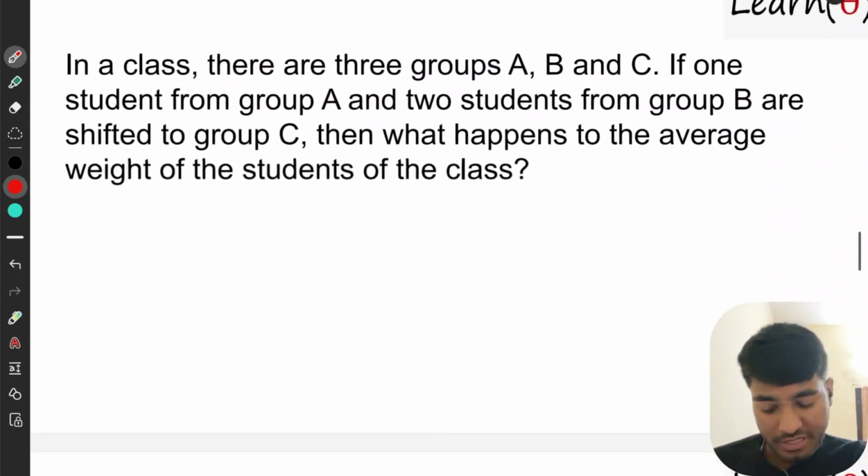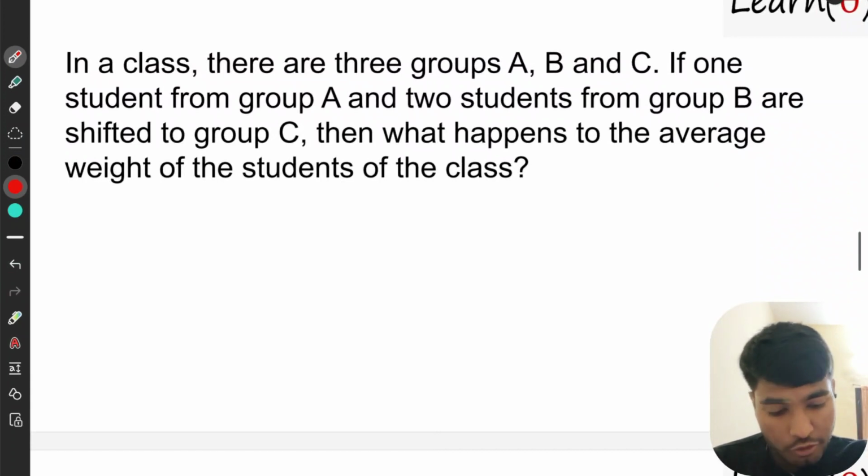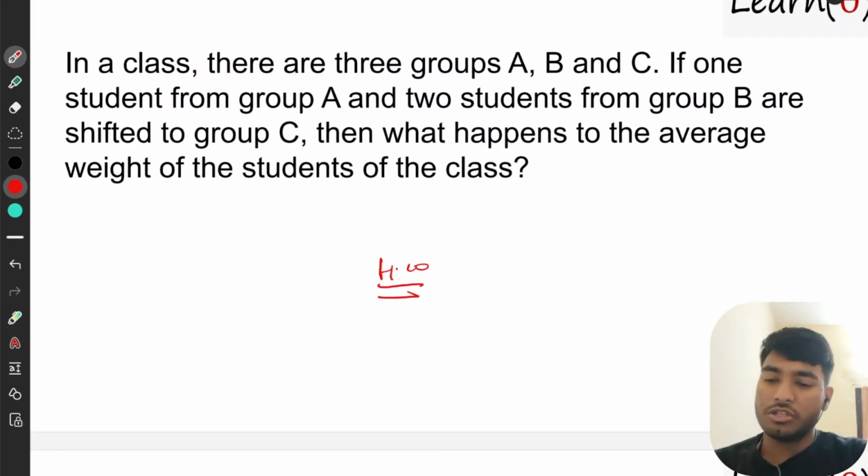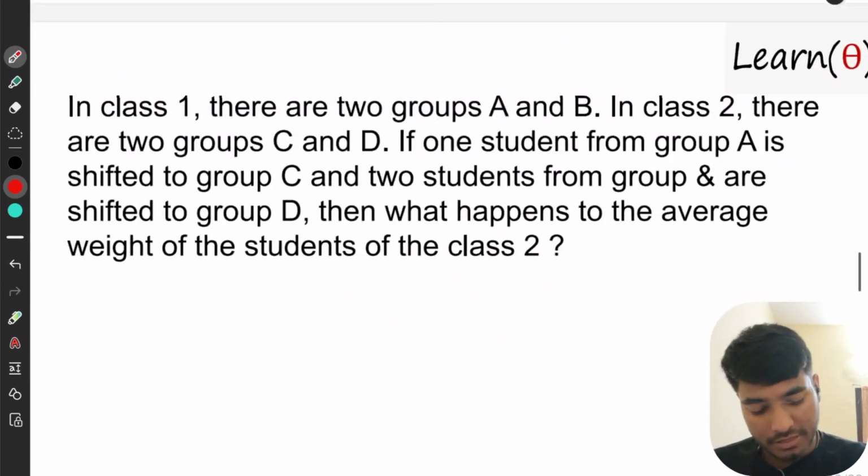Let us take the next one. In a class there are 3 groups of students A, B, C. If one is shifted to group C, what happens? Homework question, just try this. Well, let us take the next question.